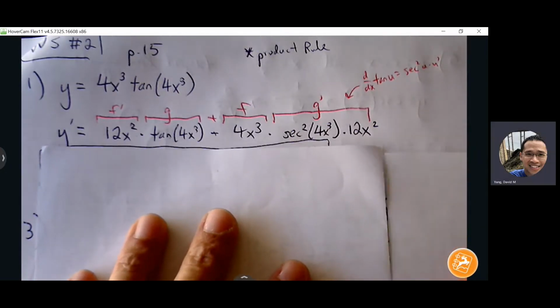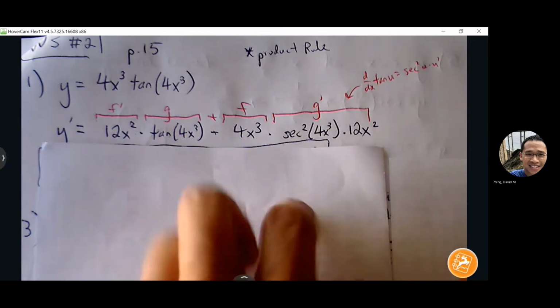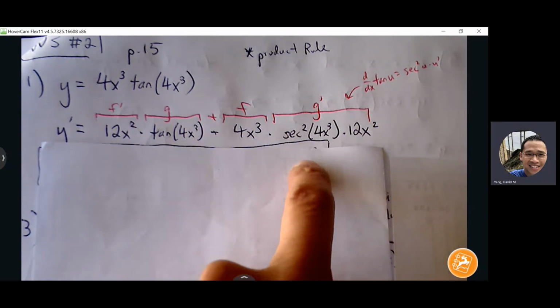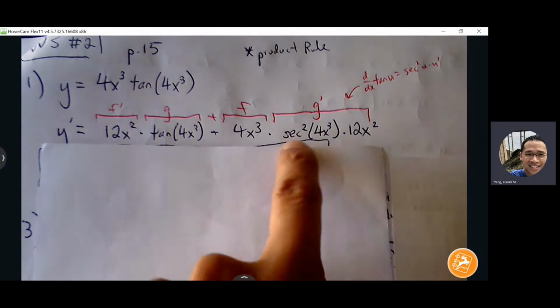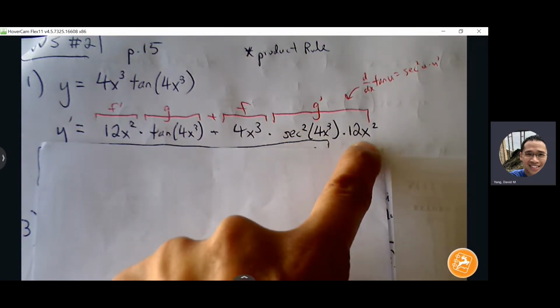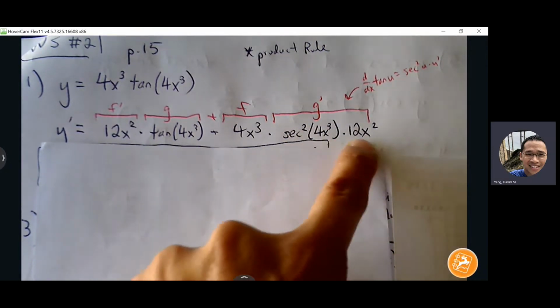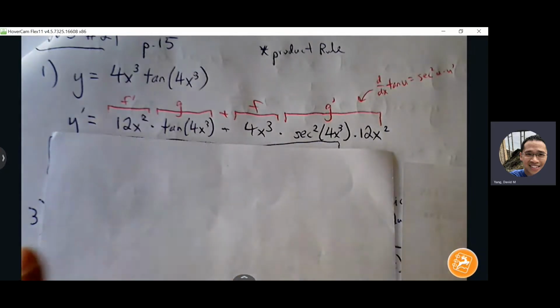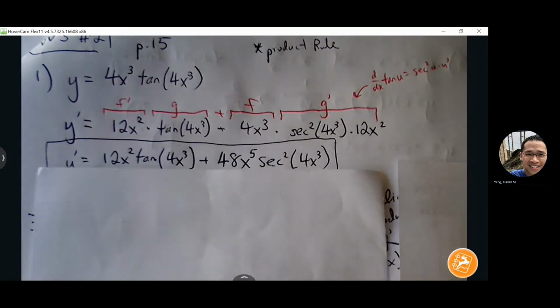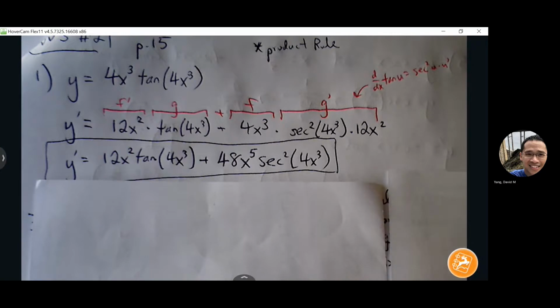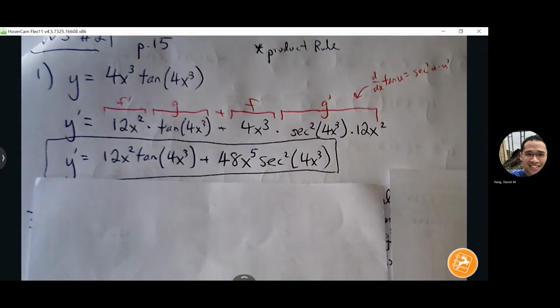F prime g plus f g prime. Make sure we remember when we do tangent, the rule is secant squared u times u prime. We've got to have that u in place as well as the u prime. They both are going to show up in your derivative. Questions?